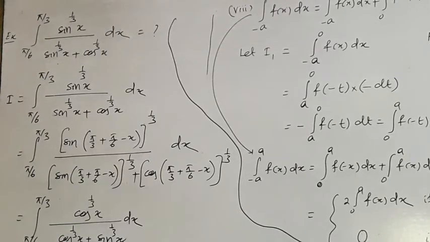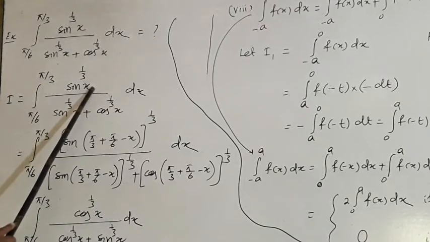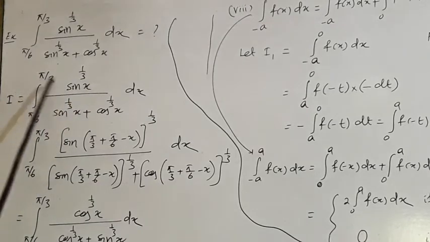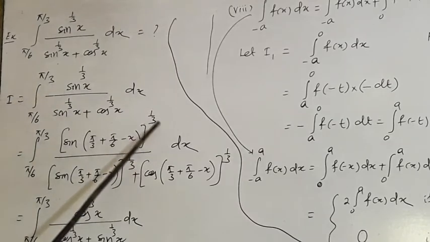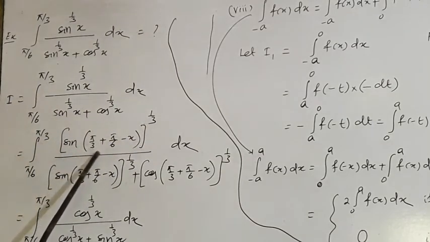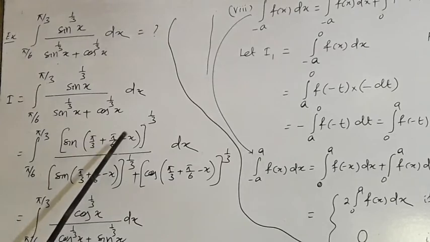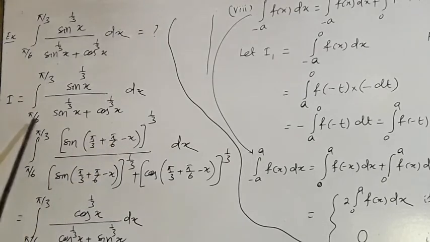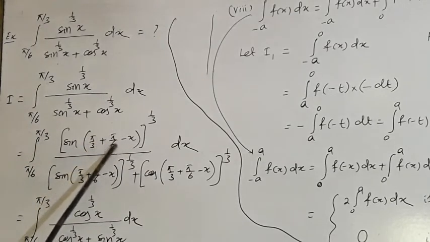According to my formula, you have to write the formula here. Now I am writing sine in place of x. It is a, it is b. In place of x, you can write a plus b minus x. That is pi by 3 plus pi by 6 minus x. You can write a plus b, where a is pi by 6. So pi by 6 plus pi by 3 minus x.